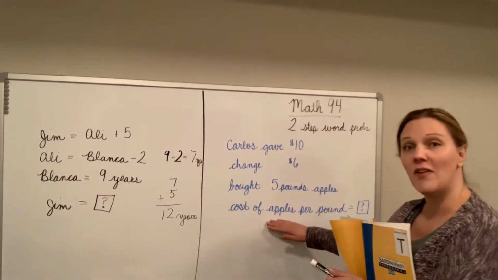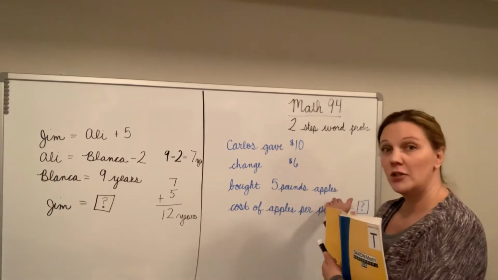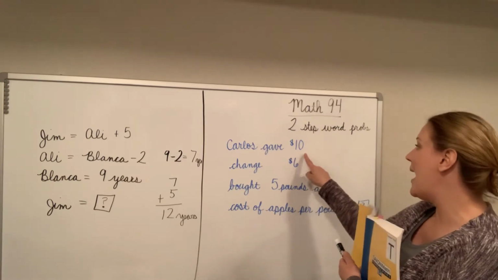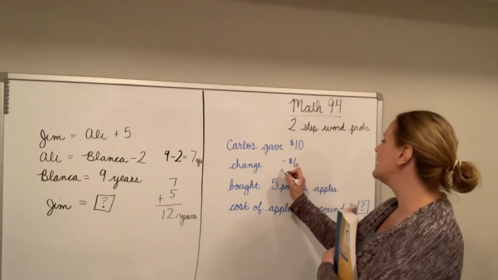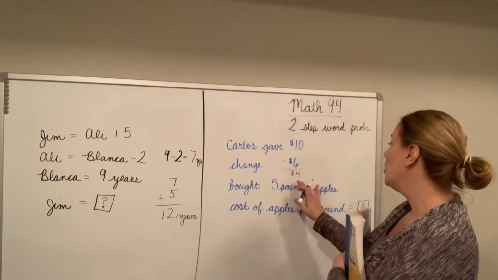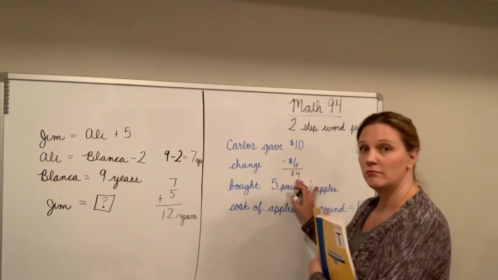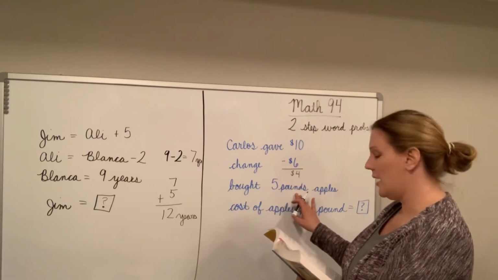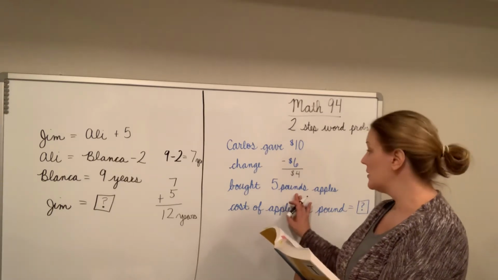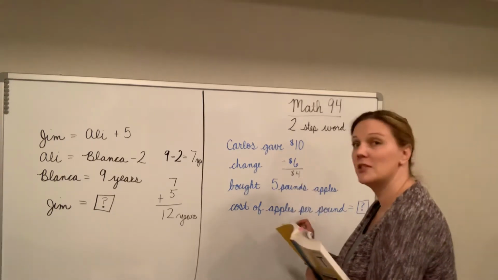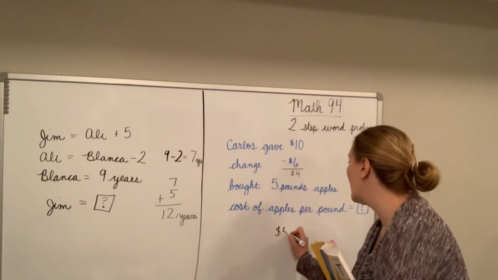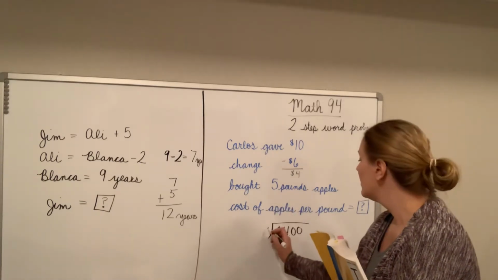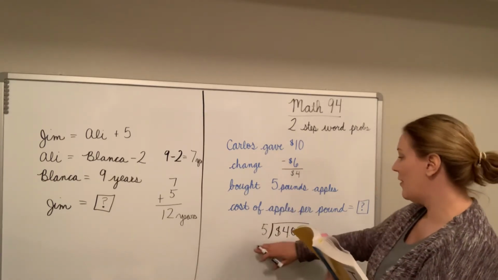So I know he gave $10, he had $6 change, and he bought 5 pounds of apples. I want to find out the cost of apples per pound. So what am I going to do first? First, I'm going to find out how much Carlos spent. If he gave $10, he got back $6. 10 minus 6 is $4. So he spent $4. Okay? Now we know that he bought 5 pounds of apples. So I'm going to take the amount of money he spent, the $4, and I'm going to divide that by how many pounds he bought. So we have $4 divided by how many pounds? 5.